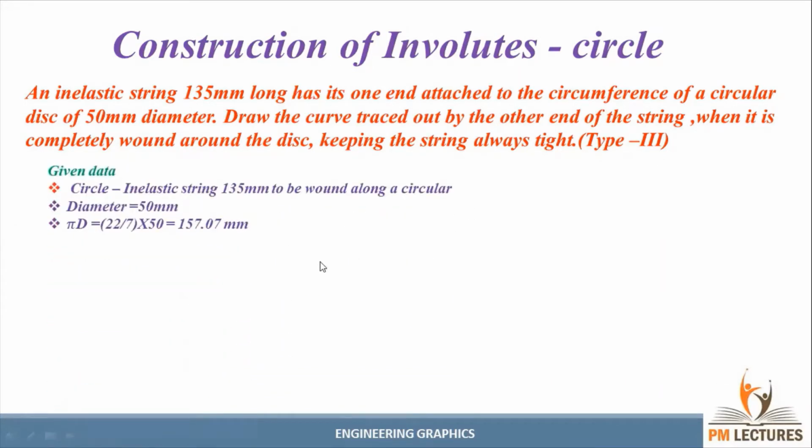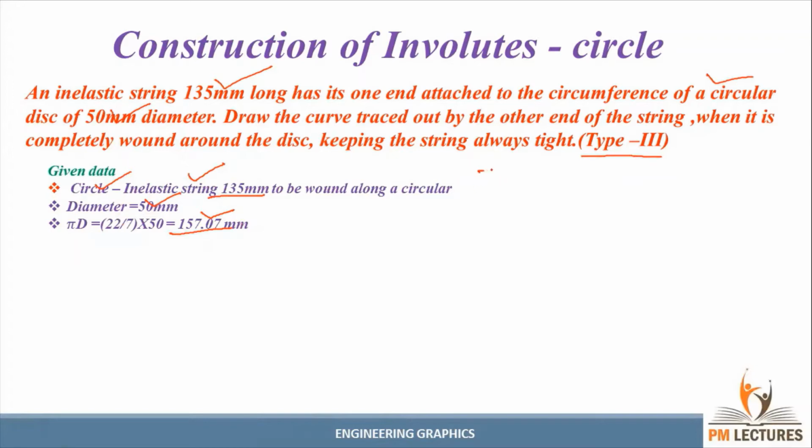So write the given data first. In the given data, we have a circular disk here. So we take it as a circular polygon and string length is given. We can take the string length. Diameter of the circular disk is given. We can take that also. From the diameter, we can find the circumference. See here, the circumference is greater than the string length. That's why we can say it is a third type.